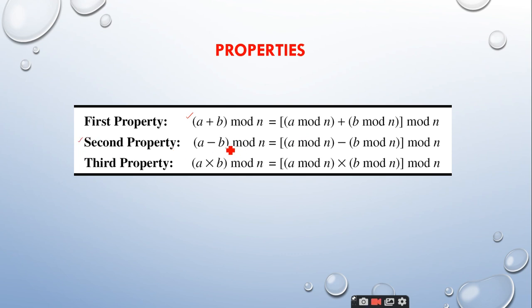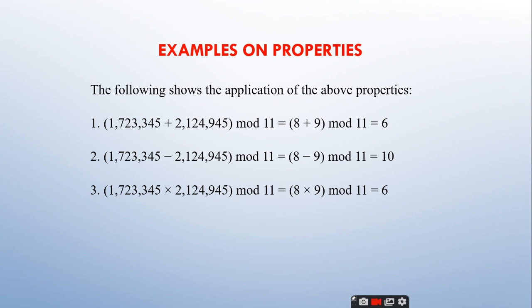Similarly, the second property is on subtraction, which says that (a - b) mod n is given by ((a mod n) - (b mod n)) mod n. And the third property is on multiplication, which says that (a * b) mod n is equal to ((a mod n) * (b mod n)) mod n. So these are the three very simple properties we have regarding modular arithmetic, right? I'm just rushing through these slides because these are all topics which we have already discussed in previous sessions, right?